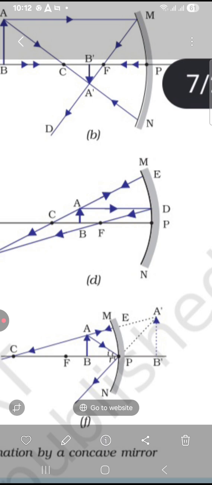Right? I hope now you are able to clear the types of image formed for plane mirror, concave mirror and convex mirror.